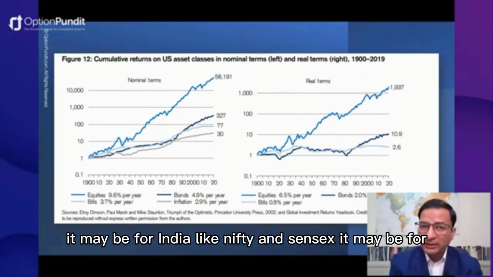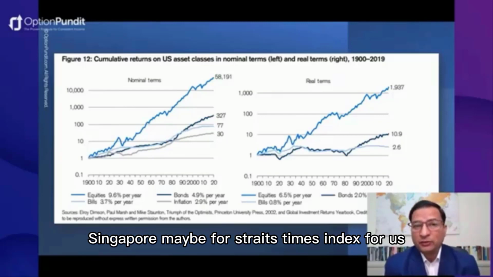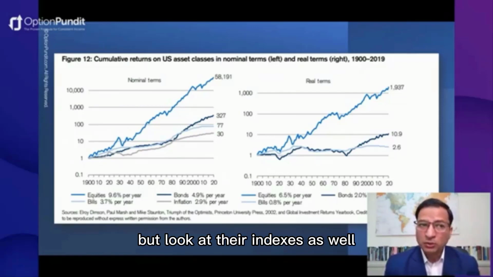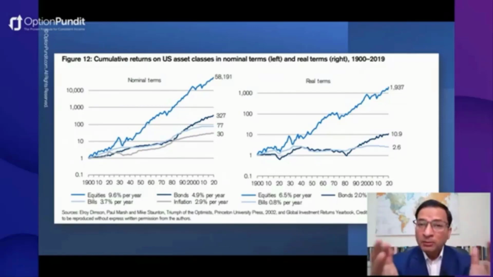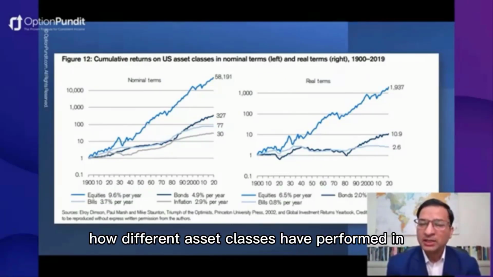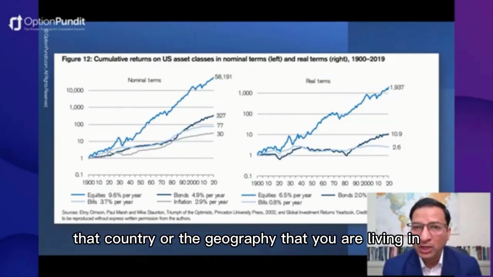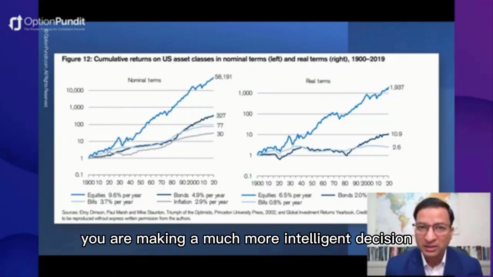It may be for India like Nifty and Sensex. It may be for Singapore, the Straits Times Index. For US, yes, I'm presenting the S&P 500. But look at other indices as well. If you're calling in from South Africa or from Dubai and so on, please look at the respective markets and see how different asset classes have performed in that country or the geography that you are living in. Because then when you choose, you're making a much more intelligent decision.